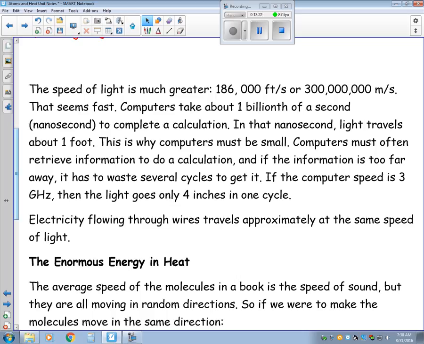So at computer speed, now another unit we use is something called a gigahertz. So if the computer speed is 3 gigahertz, then the light goes only 4 inches in 1 cycle. And again, electricity flowing through wires is about the same as the speed of light.